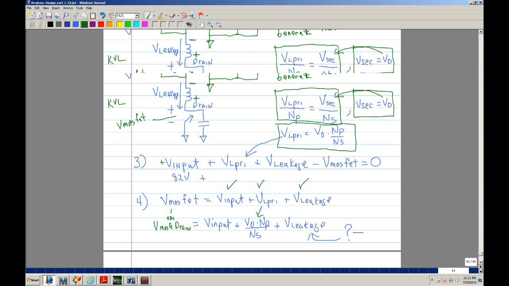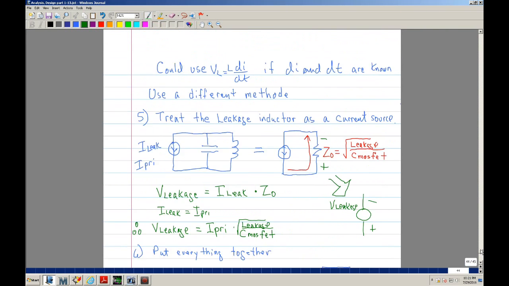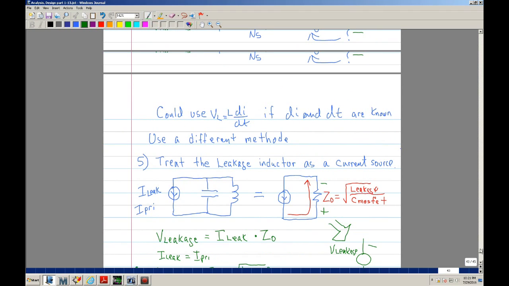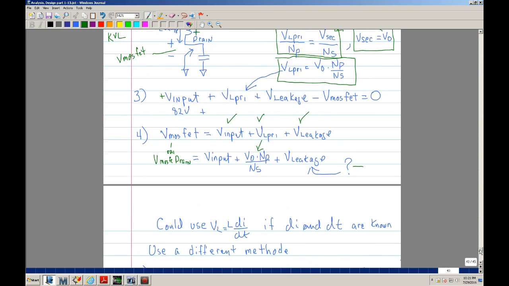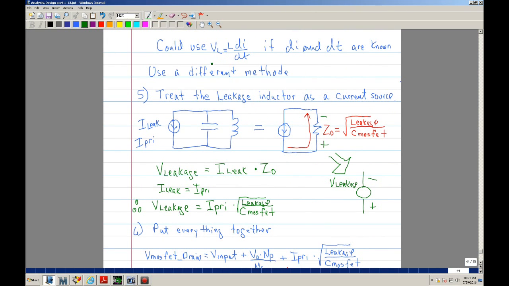Basically, that's the voltage across the leakage inductor. And you could use this equation if you know what your delta current is. In this case, we do know what the delta is. It's I pi, but we don't know what dt is. It would be something that you would have to measure. So that's a little harder to do. But if you did know it, then you could easily find out what the leakage inductance would be.